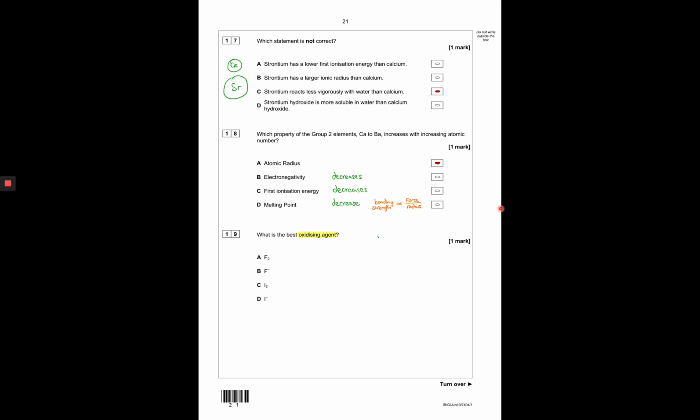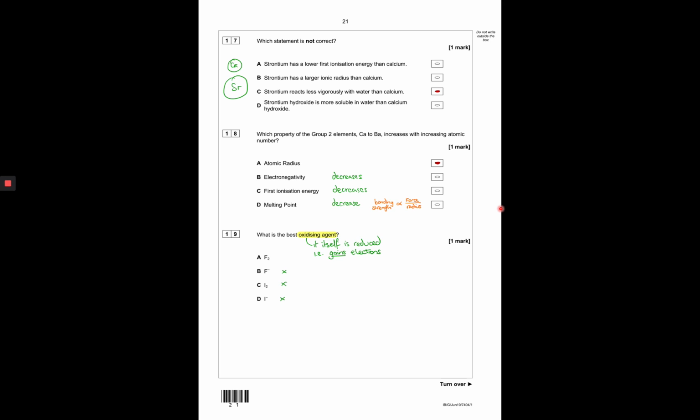So firstly, what's the definition of an oxidizing agent? Well, if something oxidizes something else, then it itself must be reduced. So it itself must gain electrons. Now, if we are talking about something that is gaining electrons, that instantly rules out B and D, because they are already F minus and I minus. They are not going to become F2 minus or I2 minus, right? That's not going to happen. So now we're looking at fluorine and iodine.